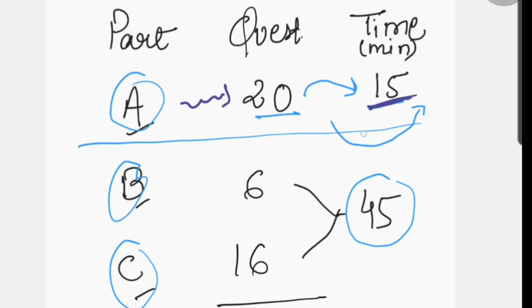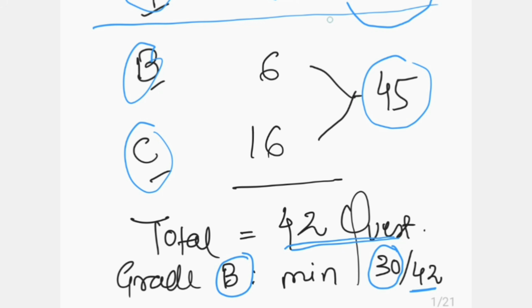After Part A is finished, the question booklet and the answer sheet are taken back, and we are given a new question booklet that consists of 2 parts, Part B and C. Now we are given 45 minutes to solve these 2 parts. Part B holds 6 questions and Part C holds 16 questions.